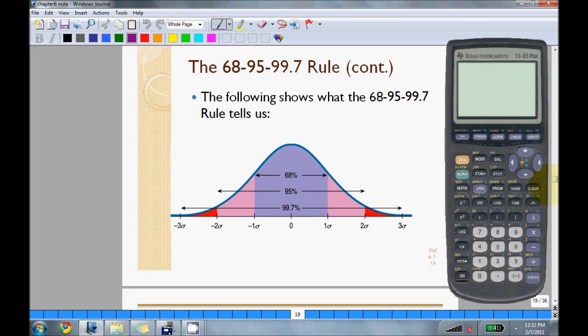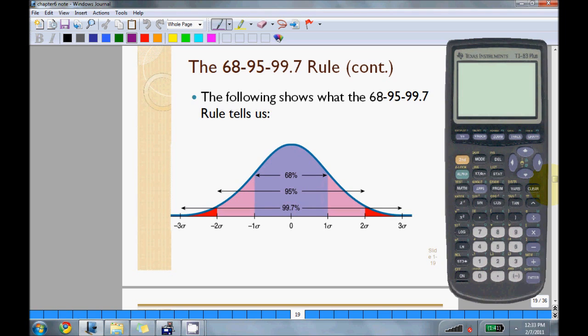Right, so we talked about the 68, 95, 99.7 rule. And that was really handy, okay? We basically brought in this rule whenever we had data that was symmetric and unimodal. So if your data is symmetric and unimodal, by basically looking at it, then you can apply this 68, 95, 99.7 rule.